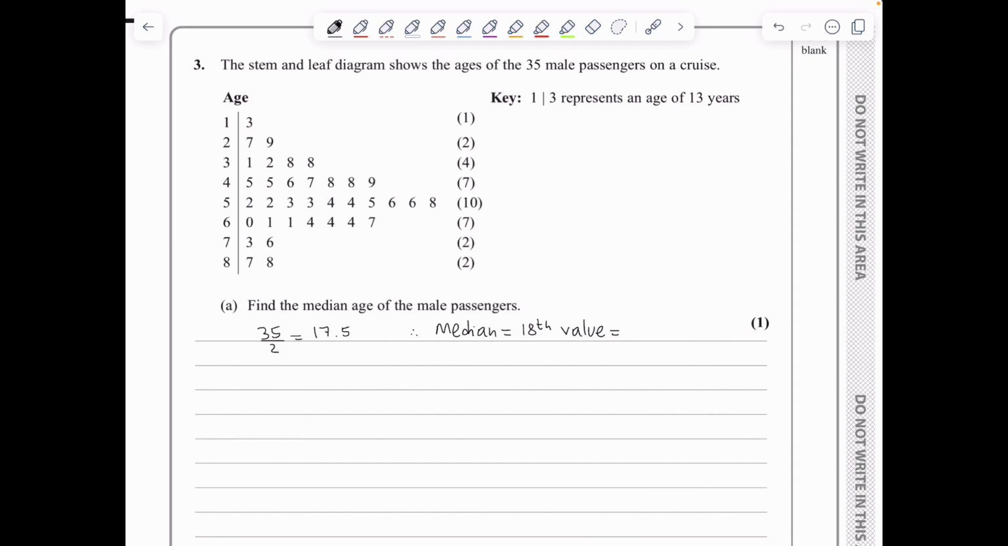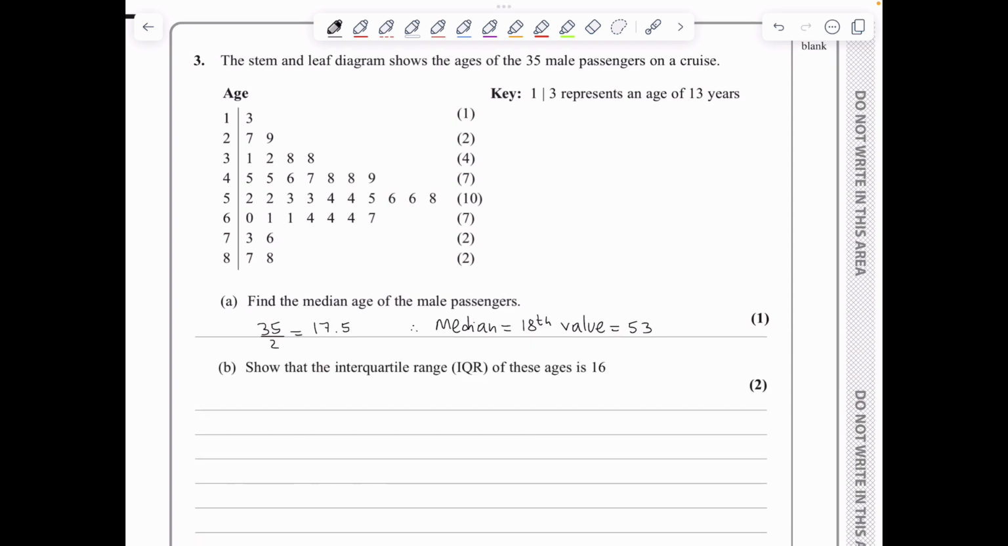If it's not an integer, we round up and we find the corresponding observation. Now in this case, the 18th observation: it's 1 plus 2, 3 plus 4, 7, and 7, 14, 15, 16, 17, 18. So 53 is the median in this case.